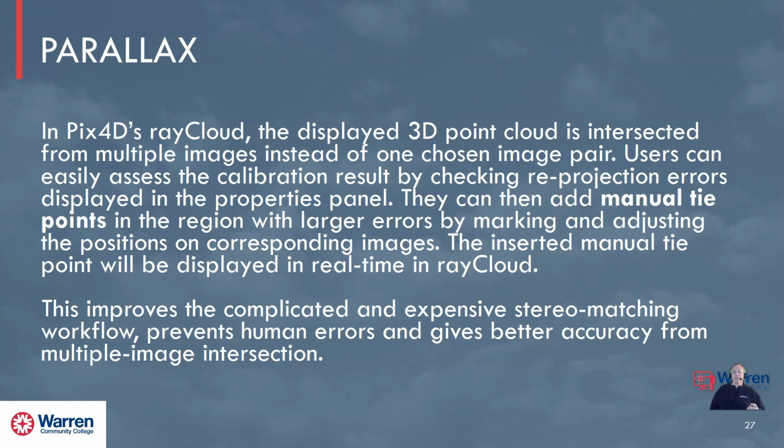One of the big problems is what's known as parallax. And this is in PIX4D's rayCloud. The displayed 3D point cloud is intersected from multiple images instead of one chosen image pair. Users can easily access the calibration result by checking reprojection errors displayed in the properties panel. They can add manual tie points to the region with larger errors by marking and adjusting the position of the images. And those tie points are displayed in real time in the rayCloud.